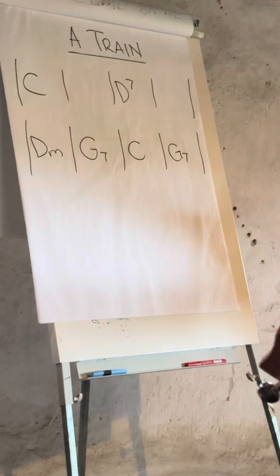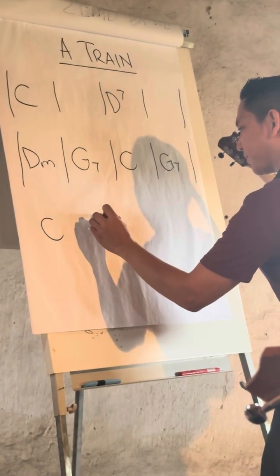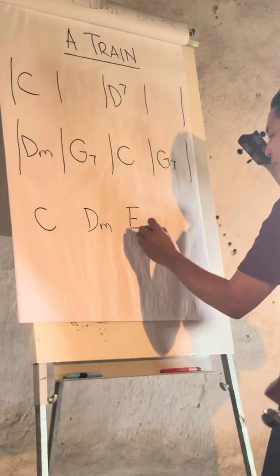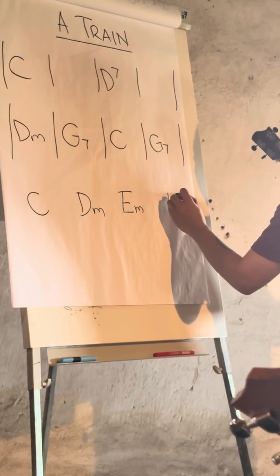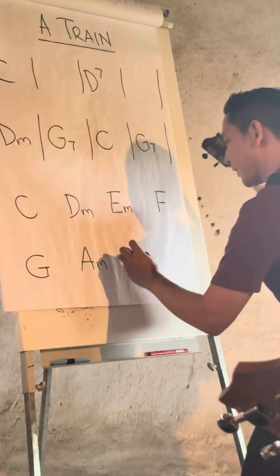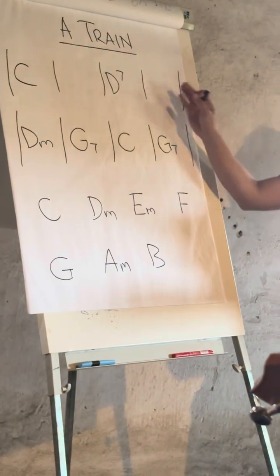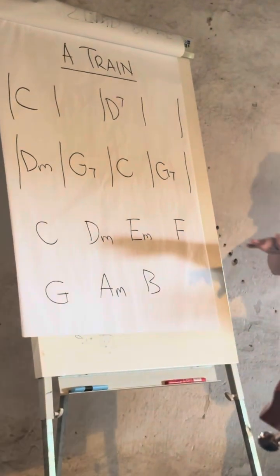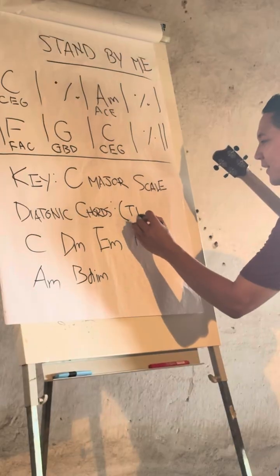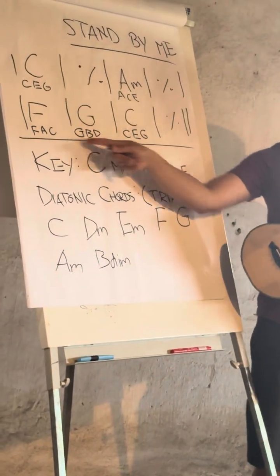So, another thing too. I'll write the diatonic chords here. So we have C, D minor, F, G. Going from diatonic chords as triads into 7th chords, I want to show you how. These diatonic chords are all triads, right? Triads meaning each of these chords is made up of 3 notes, 3 notes, 3 notes, 3 notes, 3 notes, okay?